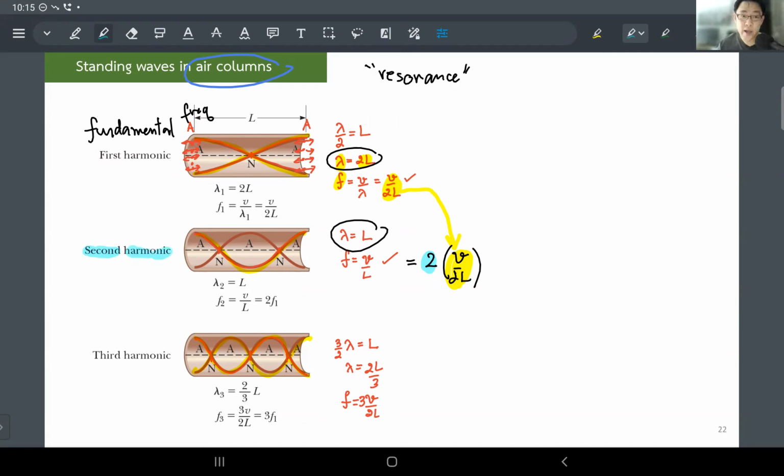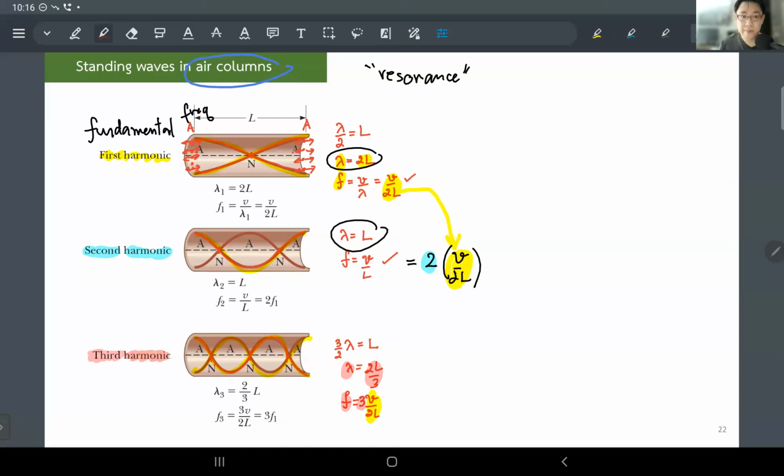And you can say that the fundamental frequency is your first harmonic. Now, move on to the next available frequency. At the next one, the wavelength has to be 2L over 3, so the frequency is going to be 3 times V over 2L. Once again, V over 2L is the fundamental frequency, so the next available frequency is 3 times that. So we're going to call this the third harmonic.